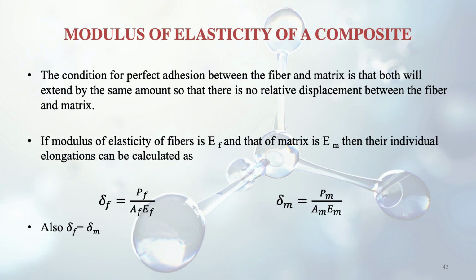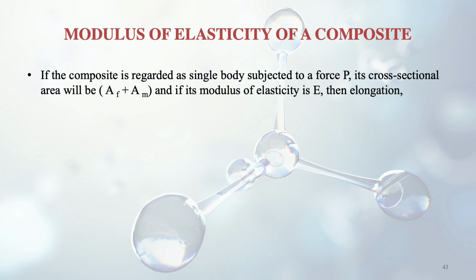Also we know that delta F is equal to delta M, as mentioned earlier. The strain for both of them has to be equal to avoid relative displacement. If the composite is regarded as a single body subjected to a force P, with cross-sectional area A, total area AF plus AM, and modulus of elasticity E, then what will be the elongation? It will be P divided by AF plus AM into E. However, we know that delta is equal to delta F is equal to delta M, meaning the total elongation is equal to the elongation of the fiber and also of the matrix.